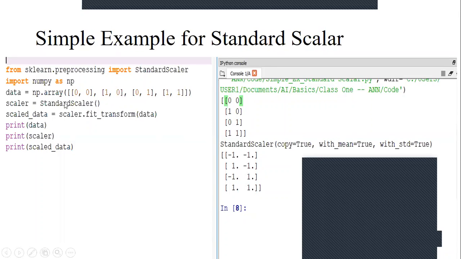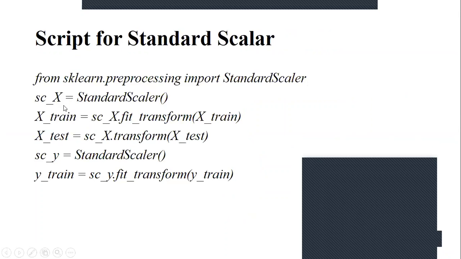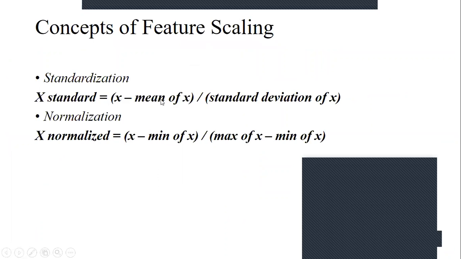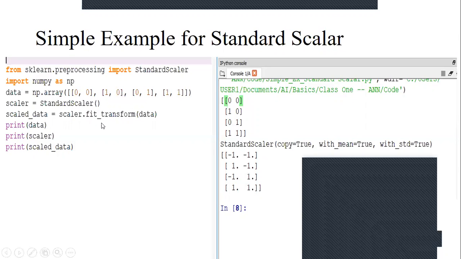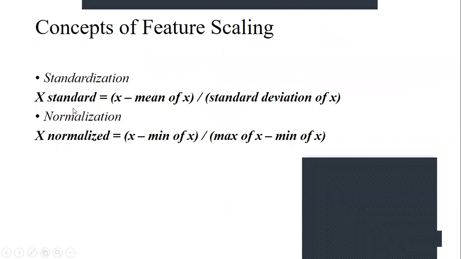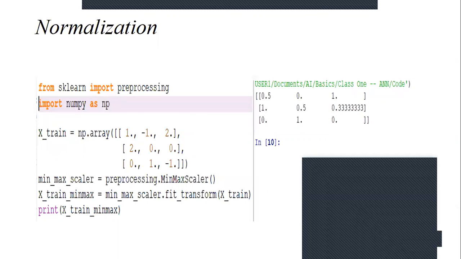So if you are calling the standard scaler, it will work based on this formula. Then fit_transform, that's all. Only these two steps for your standard scaler. The normalization is the same step only. But here, from preprocessing, you use MinMaxScaler like this, and then the variable name dot fit_transform, that's it. So here you have 1, -1, 2, and it will make the values between 0 and 1.